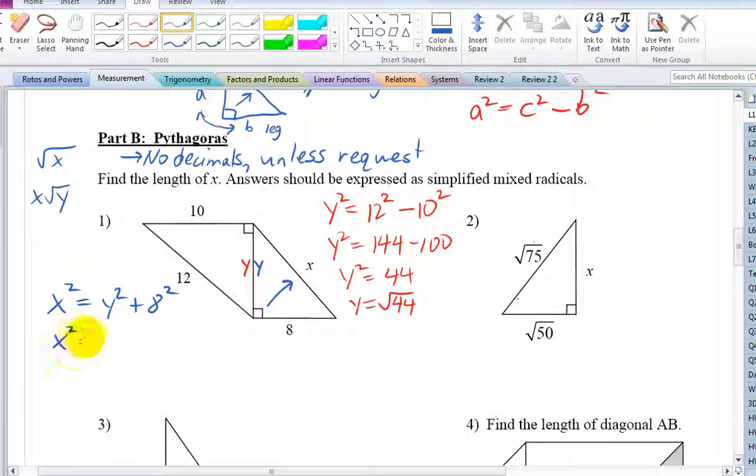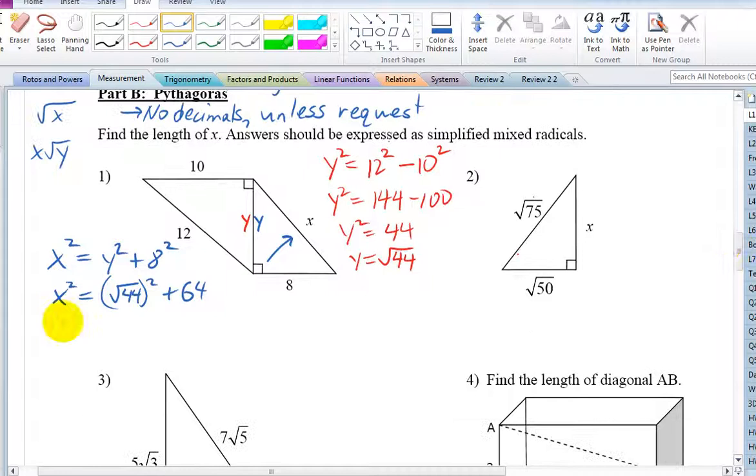Okay. So x squared equals square root 44 all squared. That's kind of cool. What happens there? When you square a square root, it cancels out to 44. That's awesome, Mr. Barker. I know, it's pretty cool. Welcome to grade 10. Okay, so 44 plus 64 is 108. So x equals square root 108.